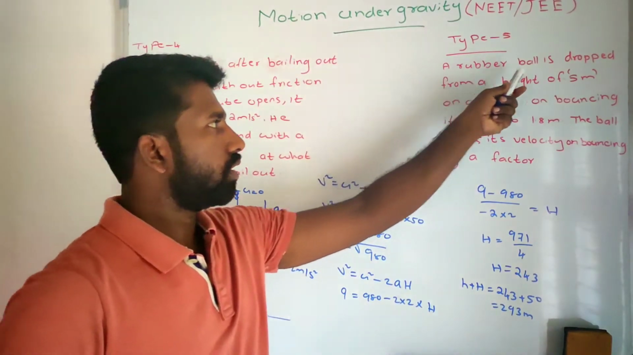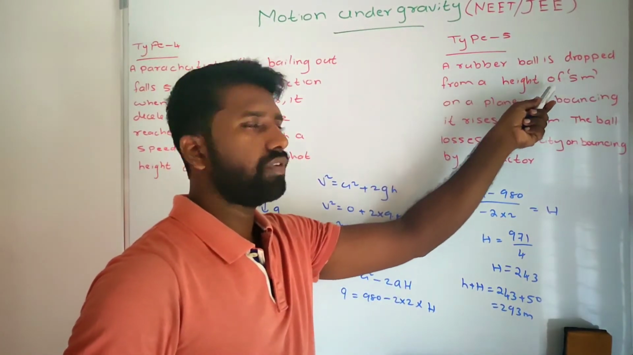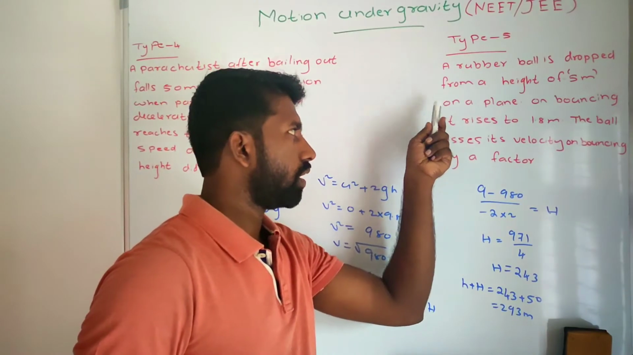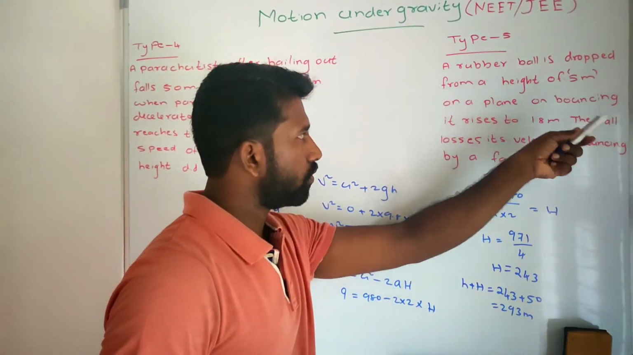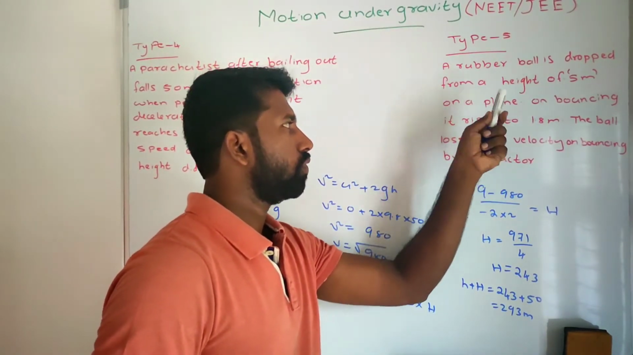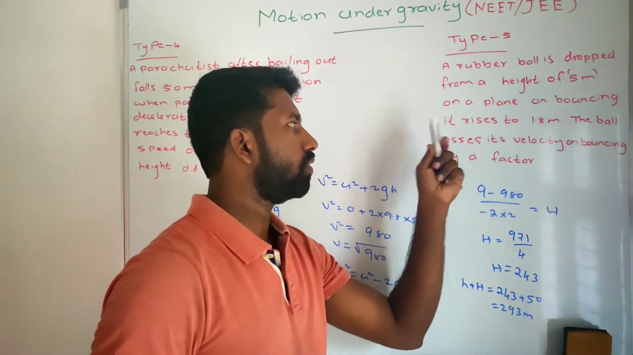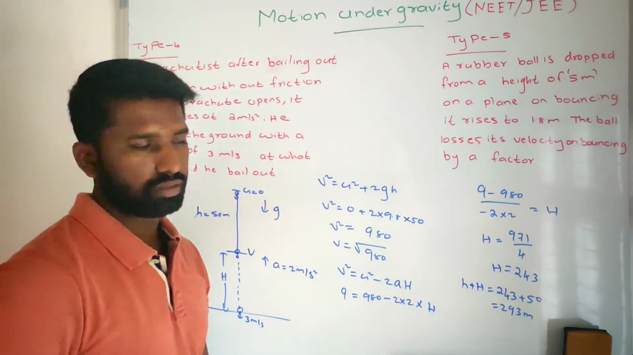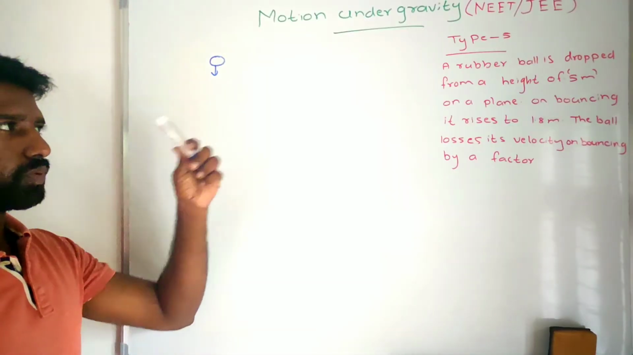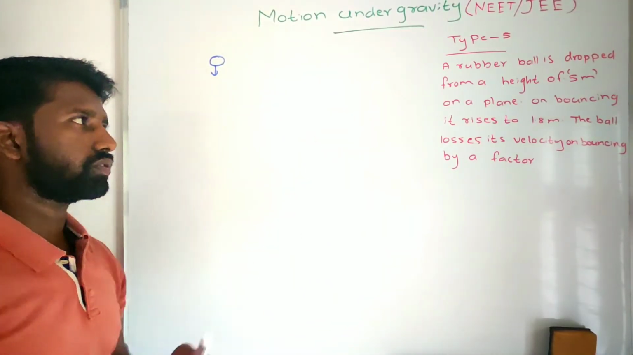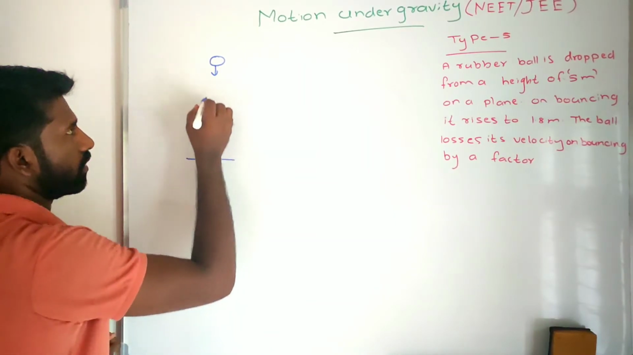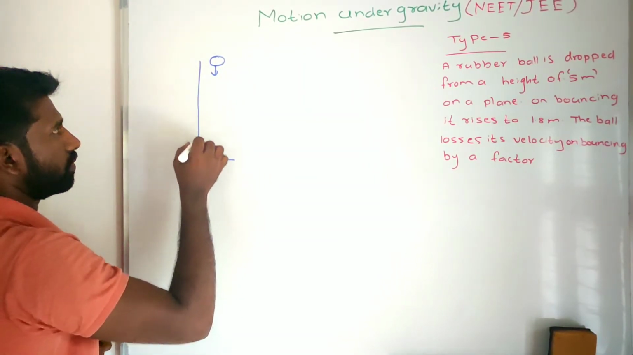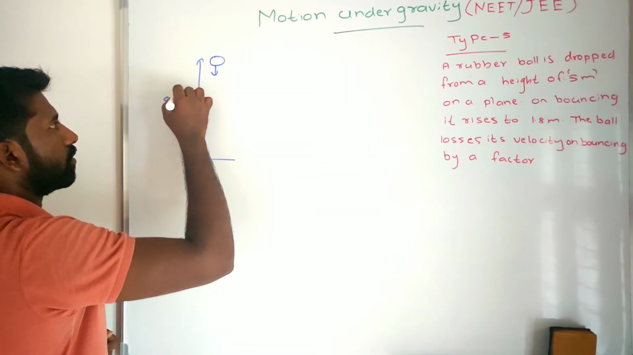A rubber ball is dropped from a height of 5 meter on a plane. On bouncing, it rises to 1.8 meter. The ball loses its velocity on bouncing by a factor. In this problem, they have given a ball dropped from 5 meter. So this is the 5 meter height. They drop a ball.